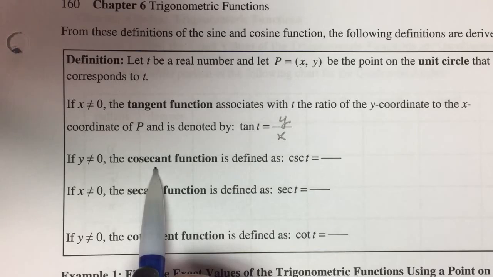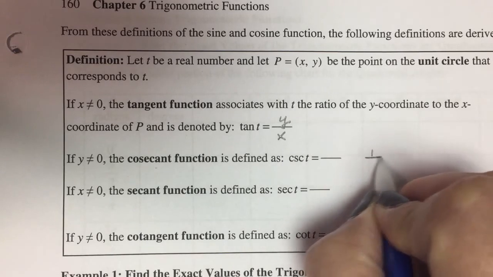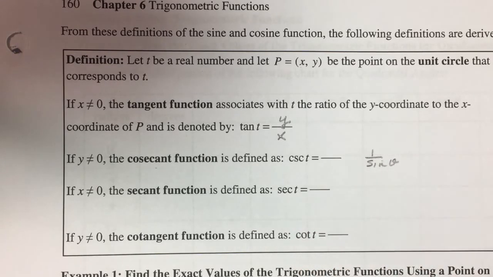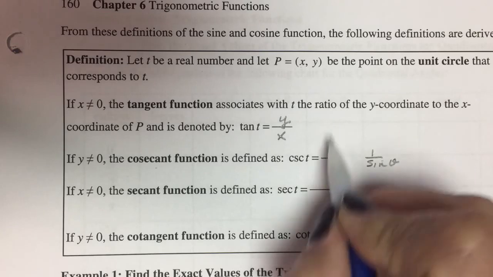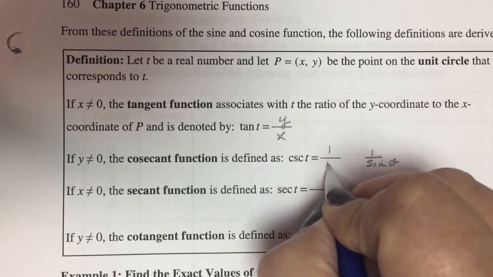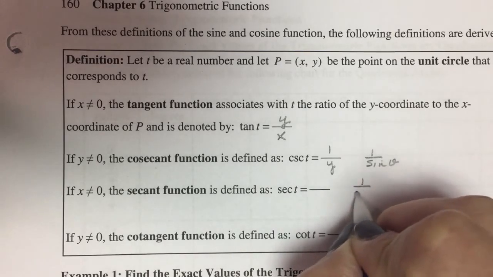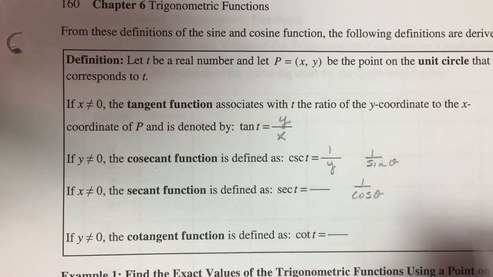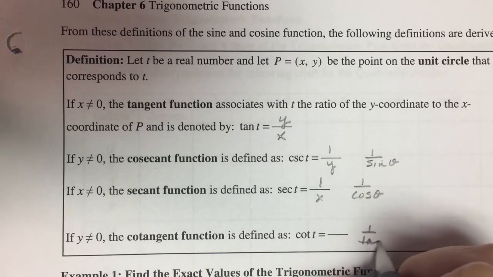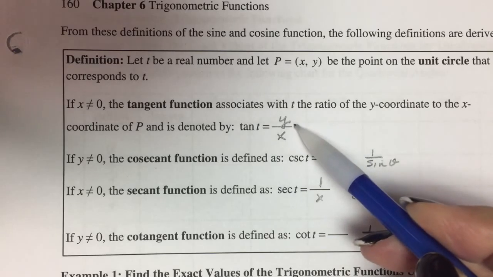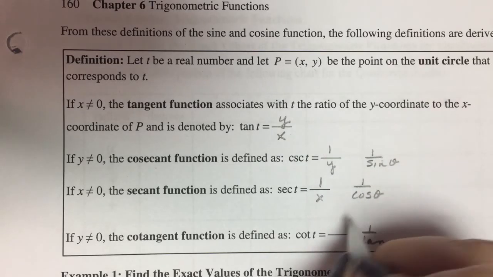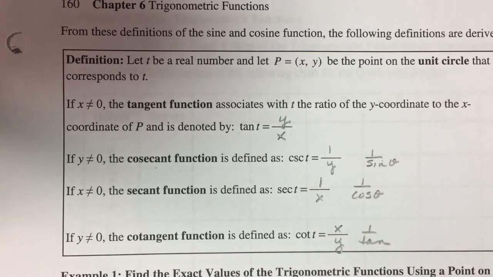Cosecant is the same as 1 over sine. So that would be 1 over y, because remember, the y part is your sine. Secant is really 1 over cosine, and I'm using theta, but t is the same thing, so that's 1 over x. Cotangent is 1 over tangent. So if I take 1 over y over x, it's simply going to flip it to make it x over y.